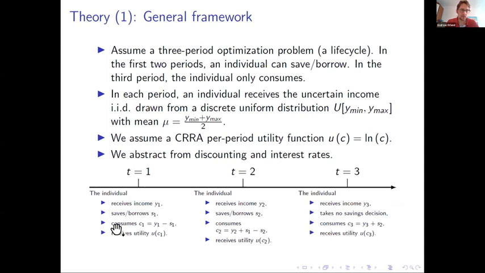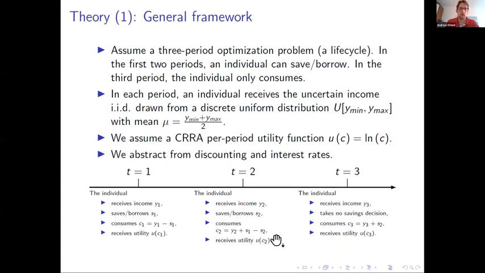You determine basically your consumption choice, and you receive utility, and utility is according to this log utility function. And in the second period, again, you receive an income according to the same distribution, you save or borrow, and then you consume. So you consume what is your income plus what you saved or minus what you borrowed in the previous period, minus what you save in period 2. Again, you receive a utility, and in the third period, you receive an income, you take no decision, and you receive utility from consumption.